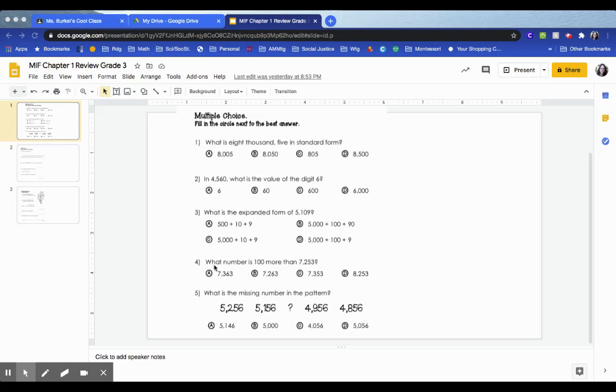Okay, number 4. What number is 100 more than 7,253? 100. So we'll go to the hundreds place, it's just the 2, and find the number that is 100 more than this.